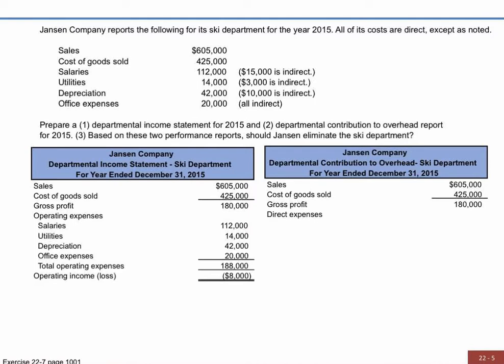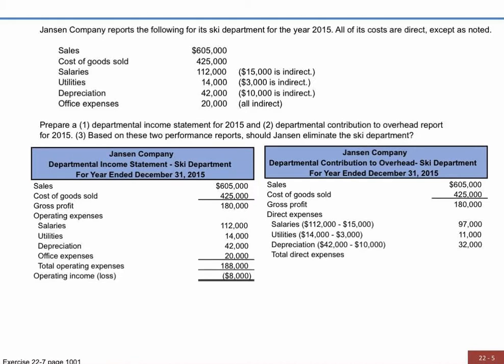Here, for the contribution to overhead statement, we're just going to look at direct expenses. So for salaries, the $97,000 that could be eliminated if we eliminated the department, the $11,000 of utilities that could be eliminated, $32,000 depreciation, and then for office expenses, all of it's indirect.